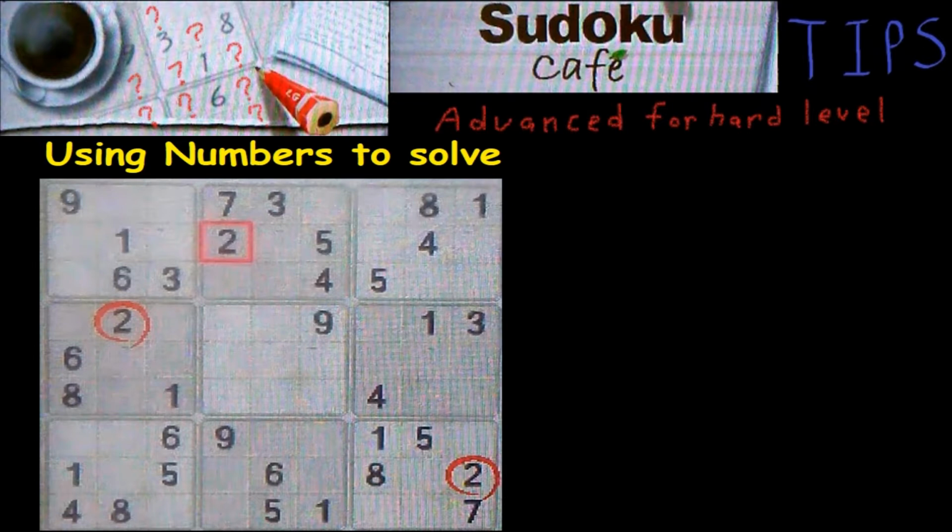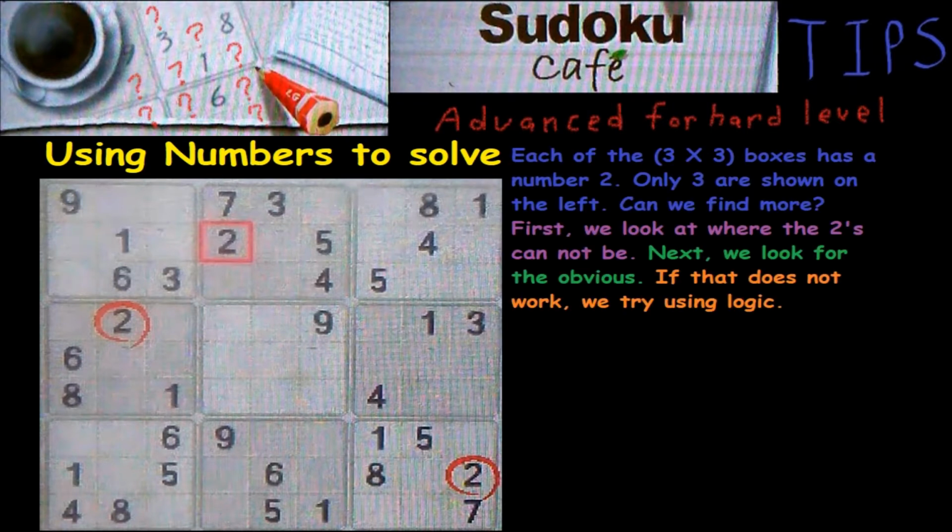In this spot, we're going to learn how to use numbers and, of course, logic to solve. In this spot right here, we're looking at the number 2. Now, each of these 3x3 boxes has a number 2. Only 3 2s are shown on the left. Can we find more? Well, the first thing we're going to do is look at where the 2s cannot be.